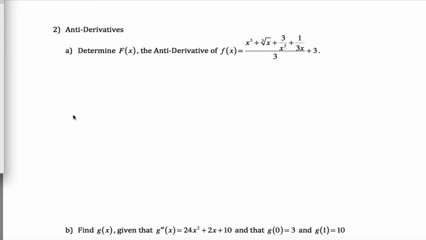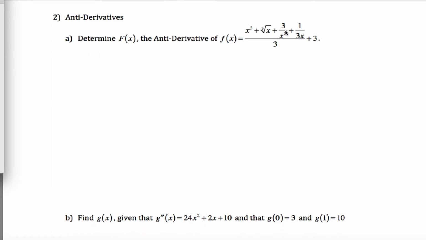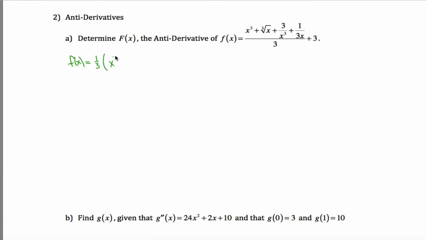Anti-derivatives. We're dealing with anti-derivatives. We're given a function and asked to find its antiderivative. The trick to this one, or a trick, is to rewrite the function. Really, this is saying that f of x is equal to 1/3 of this whole mess, x cubed plus x to the 1/3 power, which is how I'm going to rewrite this guy, plus 3x to the negative third power, which is how I'm going to rewrite this guy, plus 1/3 x to the negative 1 power.